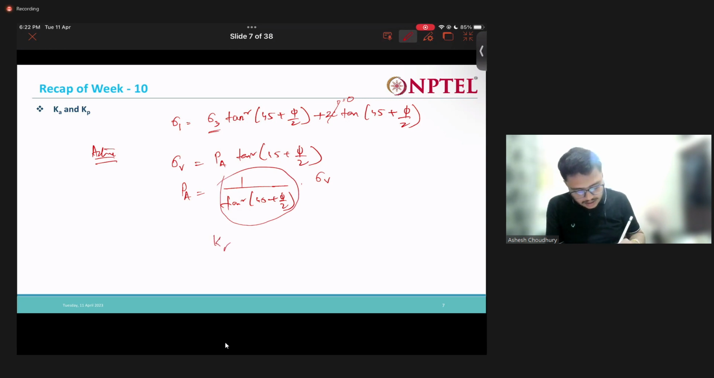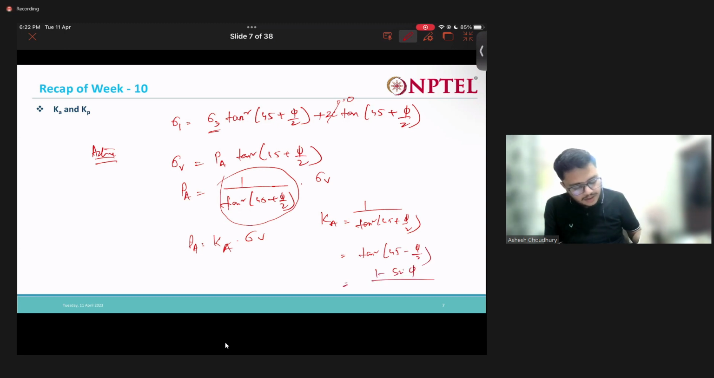So PA is equal to K into sigma V. And what is my K? K is 1 by tan square 45 plus phi by 2, which is also equal to tan square 45 minus phi by 2, which is also equal to 1 minus sine phi by 1 plus sine phi.